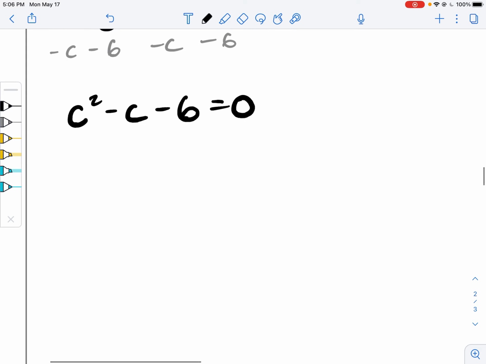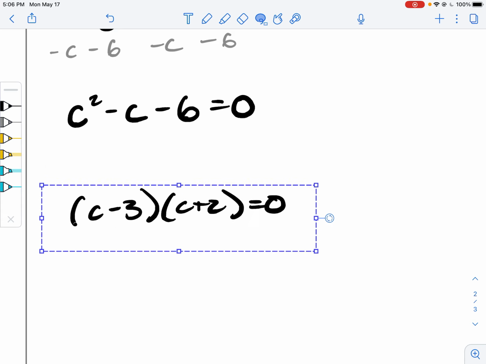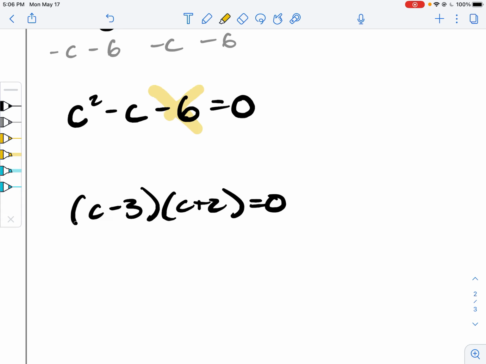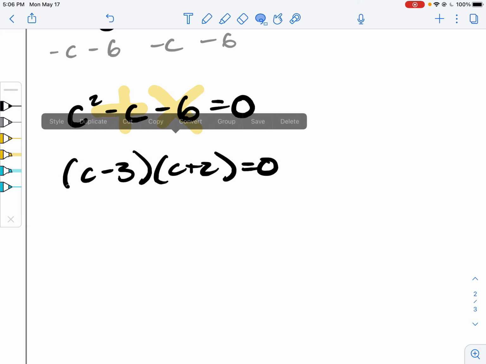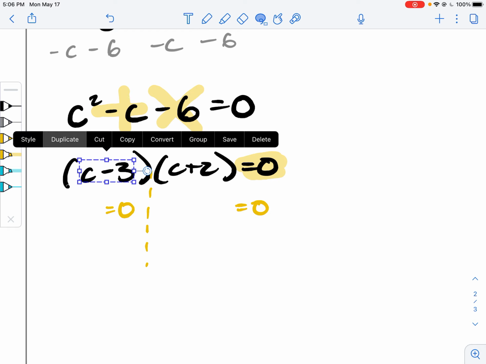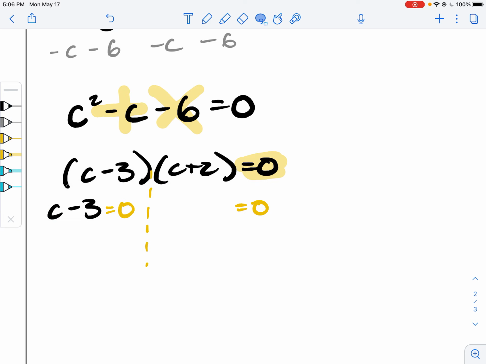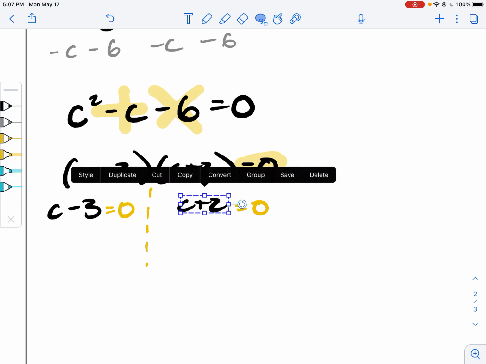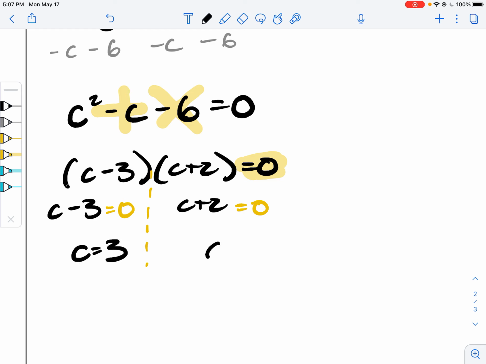I can easily factor this. That's equal to c minus 3 and c plus 2, because I'm looking for two numbers that multiply to negative 6 and add to negative 1. Now I use my zero product property to set each of these factors equal to 0. So c minus 3 equals 0 and c plus 2 equals 0, so either c equals 3 or c equals negative 2. So let's find out which one works.